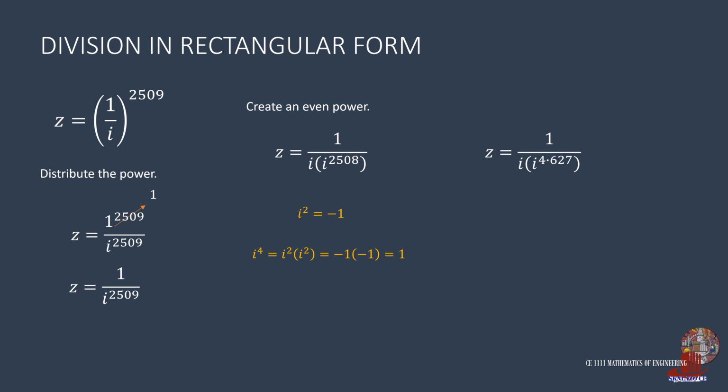So what we can do with the large exponent is to have 2,508 factored into 4 times 627 and simplify i raised to 4 as positive 1. So z is then 1 over i times 1 raised to 627, which is basically 1. Therefore, z is simplified as 1 over i.